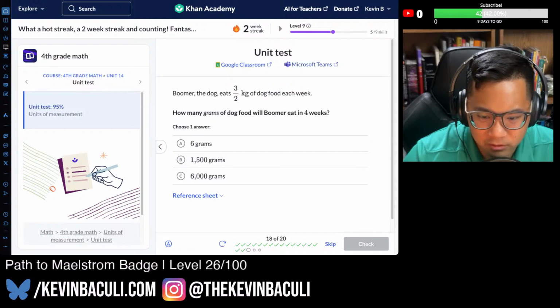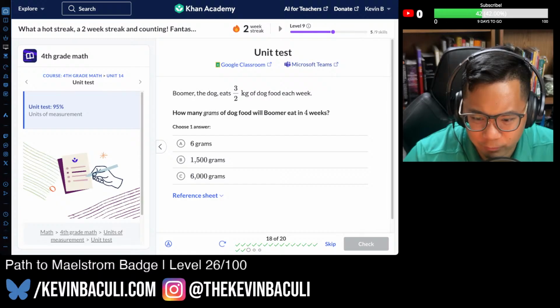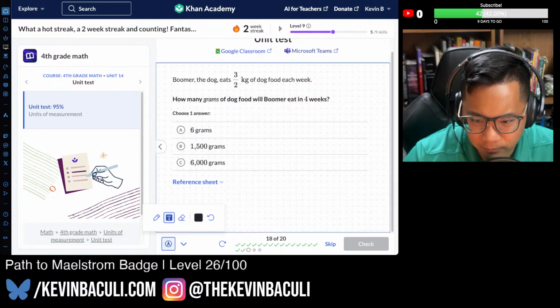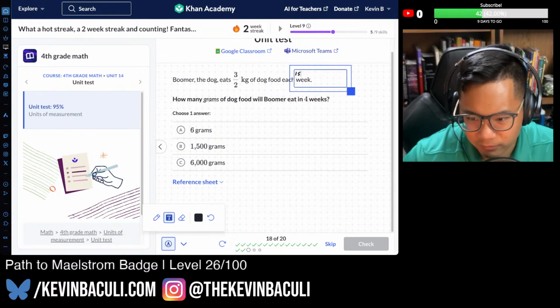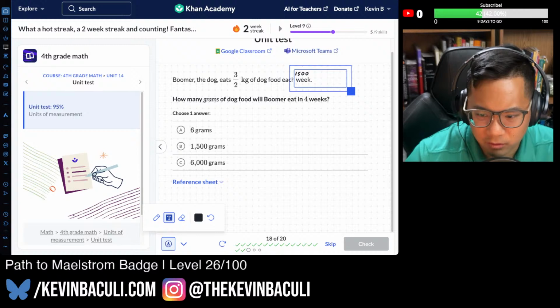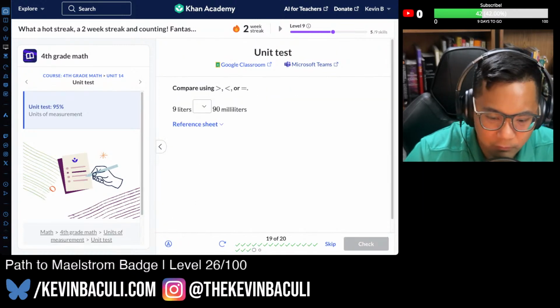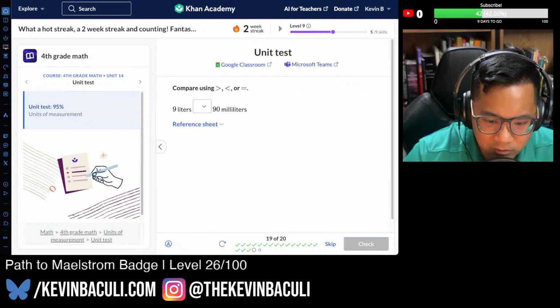Boomer, the dog, eats 3/2 kilograms of dog food each week. How many grams of dog food will Boomer eat in 4 weeks? So that's 1,500 grams. In 4 weeks, he'll eat 6,000 grams. 9 liters. I think this is.